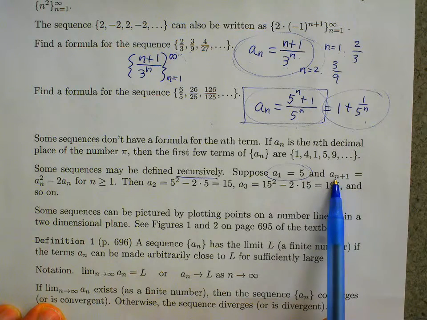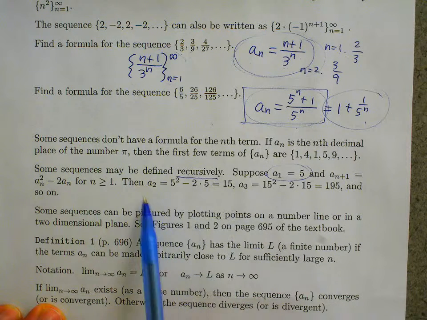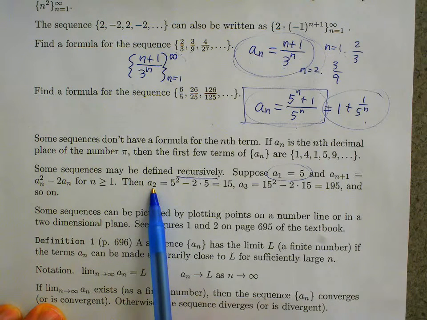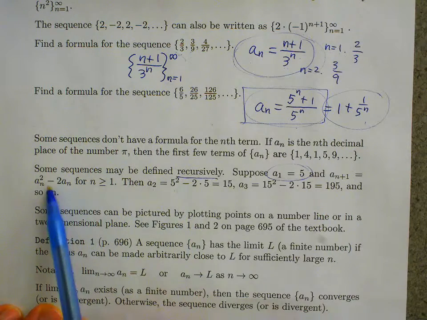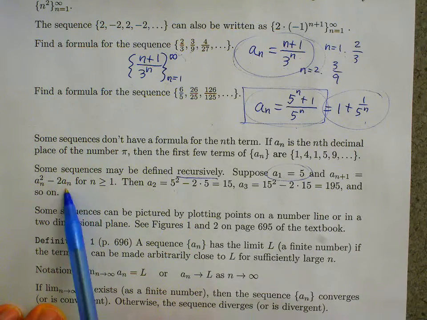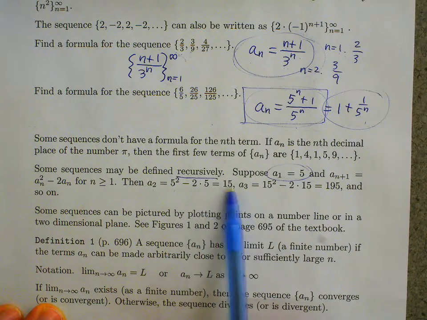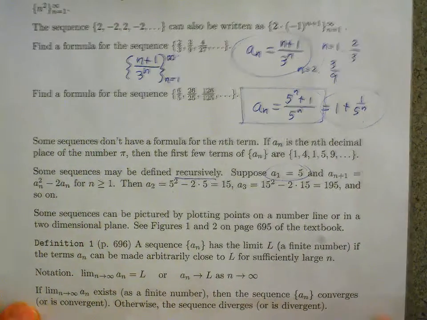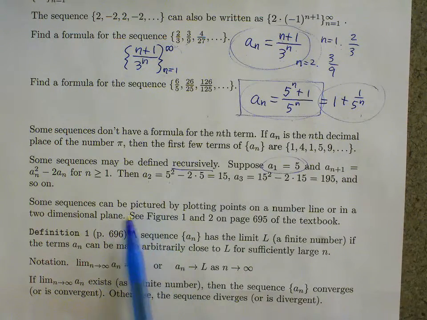So if a sub n plus 1 is equal to a sub n squared minus 2 times a sub n, then a sub 2 is found by squaring a sub 1. So a sub 1 is 5, so 5 squared, and then we subtract 2 times a sub 1, and then do the arithmetic. 25 minus 10 is 15. The recursive sequences are sort of tedious to work with, but we will encounter some of those along the way.